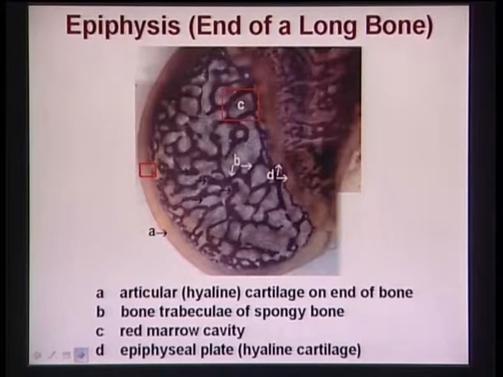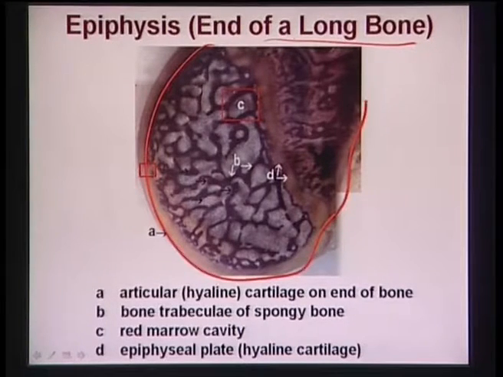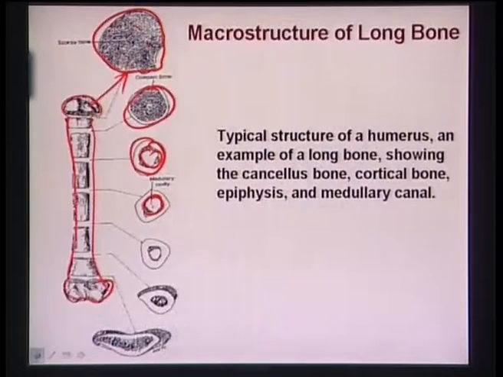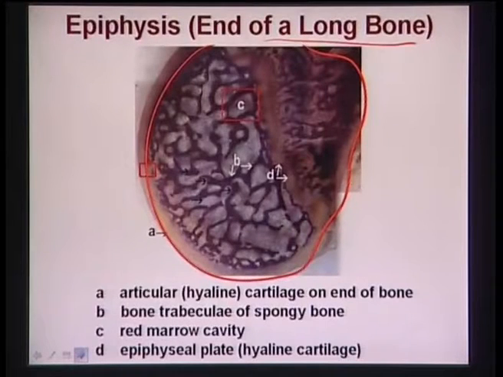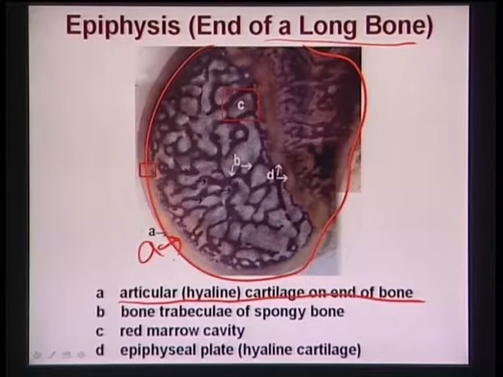Now the epiphysis is the end of a long bone, and you can see how this long bone end will look like. So this is the region we are now focusing on, and these are different parts. A is the articular cartilage at the end of the bone. So this region is the articular cartilage. Now B is the bone trabeculae or the spongy bone.